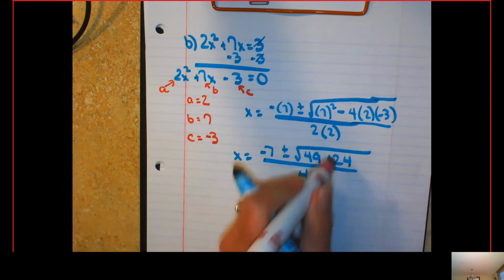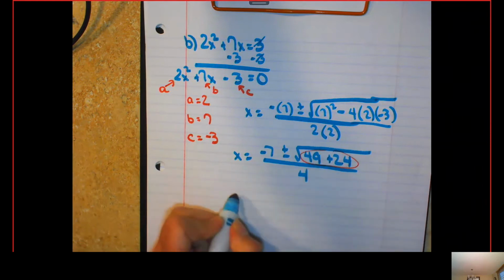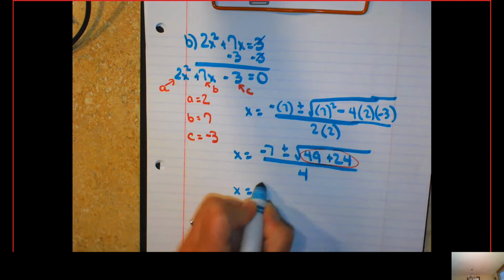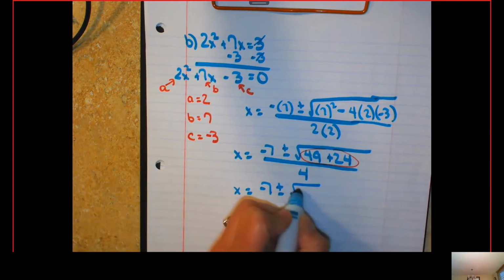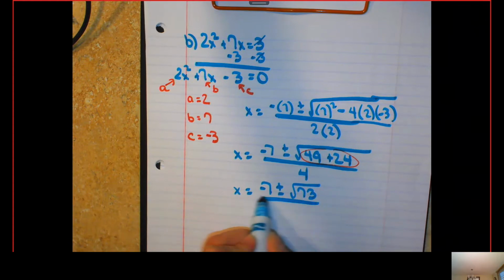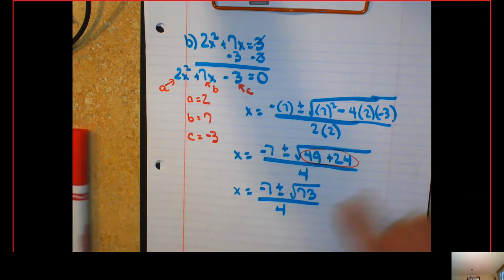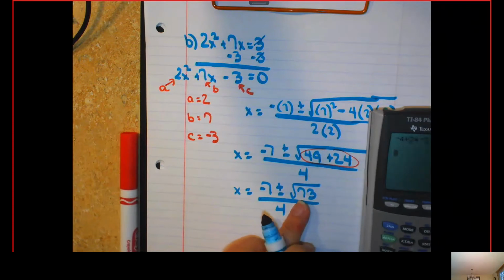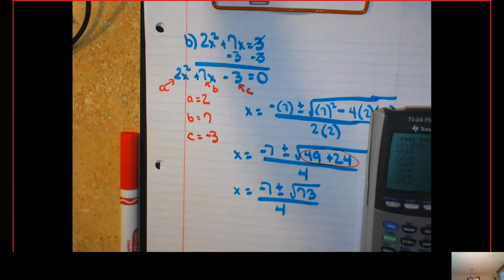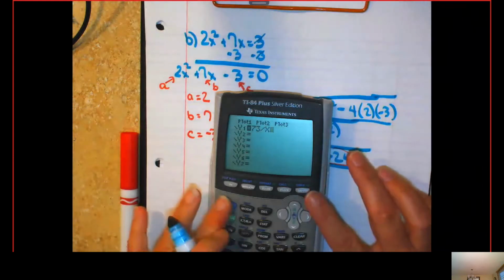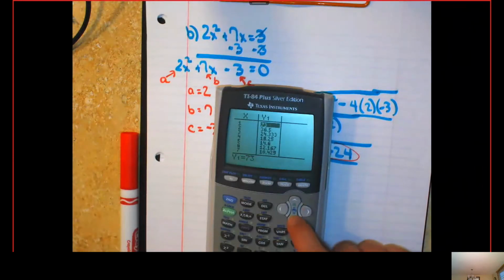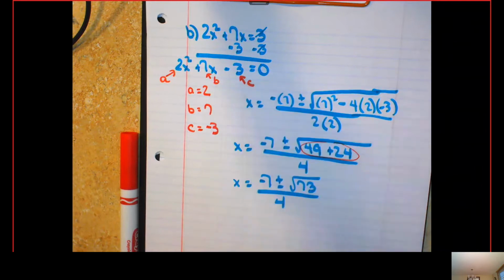I now can combine the two numbers under the radical. So I have x equals negative 7 plus or minus. 49 plus 24 is 73, so I have radical 73 all over 4. Now I'm going to see if I can simplify this. So like in the last lesson, I'm going to go to y equals and type in 73 divided by x and see if there's a perfect square that I can divide into it. So I'm going to go to my table starting with 1. And if you look, I keep going down, there's no perfect square that goes into 73. So that means this is my simplified answer.